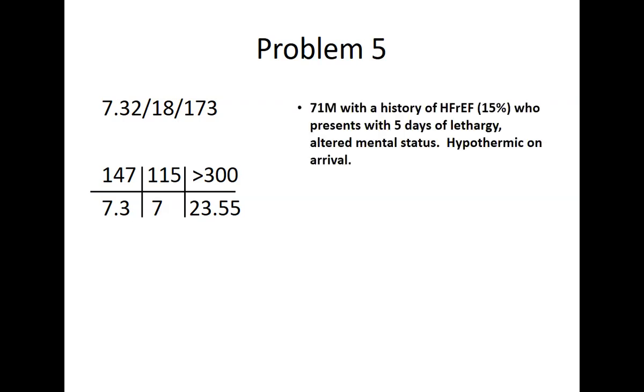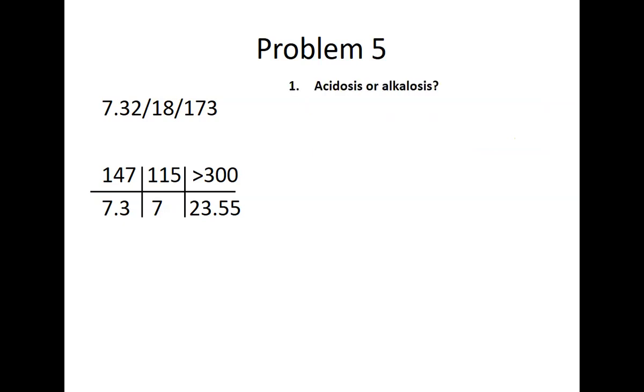This is a good one. A BUN of greater than 300. That's got to be real. Okay, so this is a 71-year-old with a history of heart failure, reduced ejection fraction of 15%. 5 days of lethargy, altered mental status, hypothermic on arrival. So pH of 7.32, PCO2 of 18, bicarb of 7.